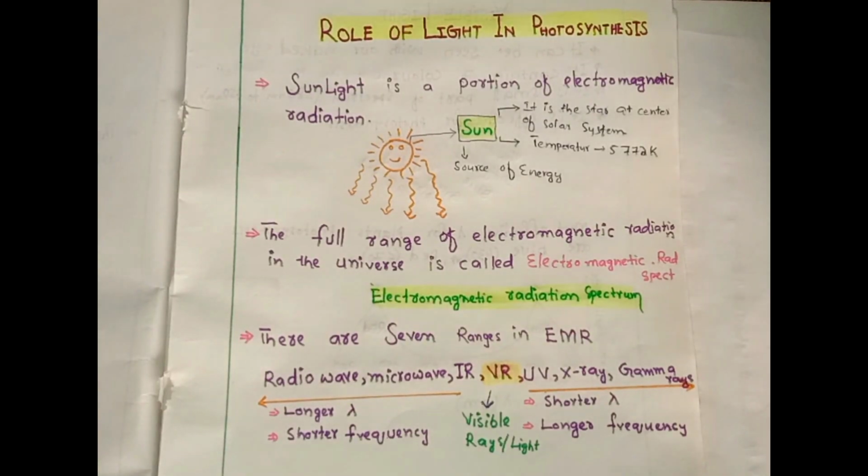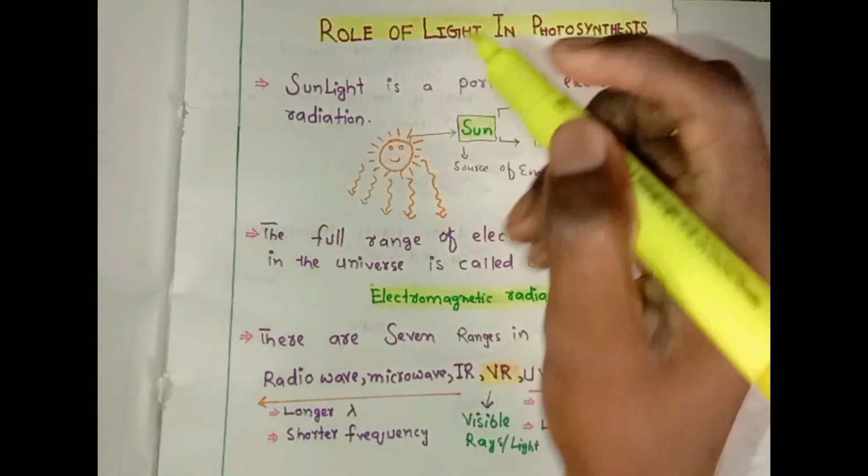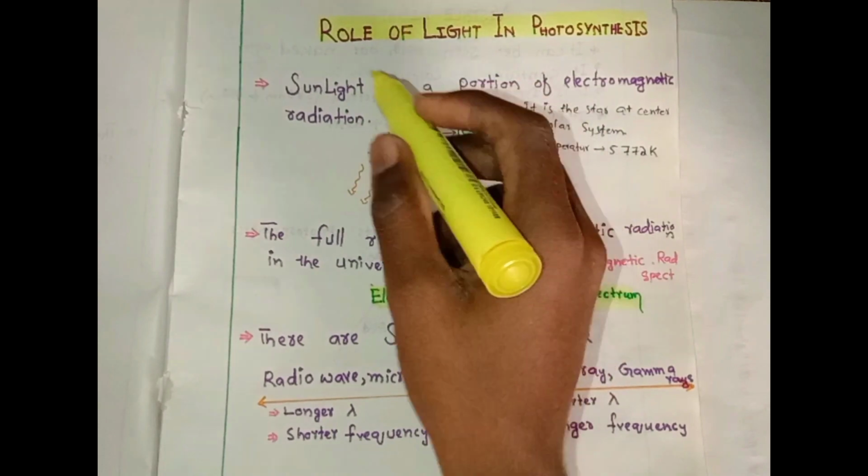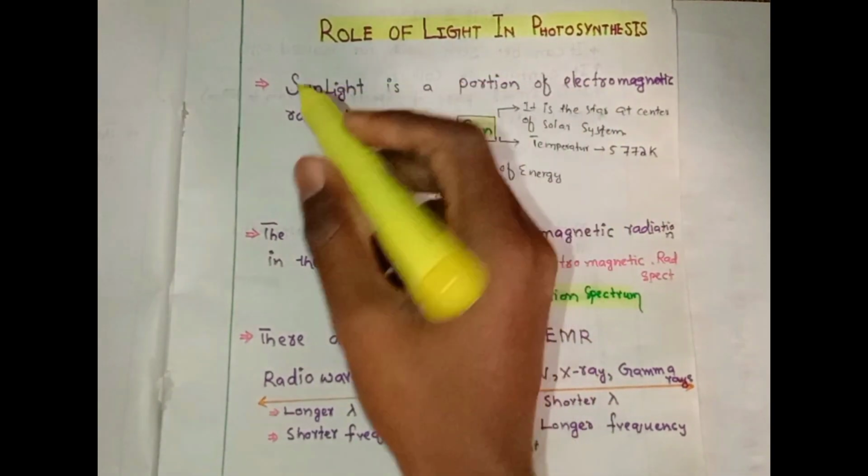In our previous lecture, we discussed phosphorylation and the types of phosphorylation. Now we are going to discuss the role of light in the photosynthesis process. During photosynthesis, what role does light play? Light comes from the sun. That is why it is called sunlight.